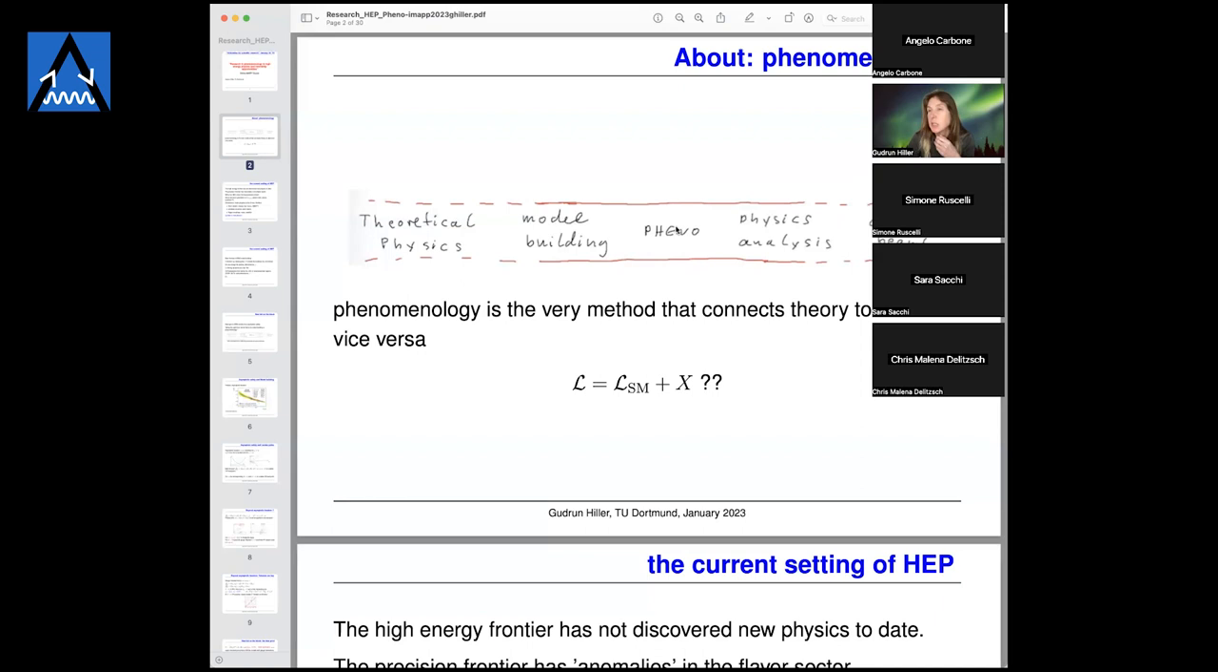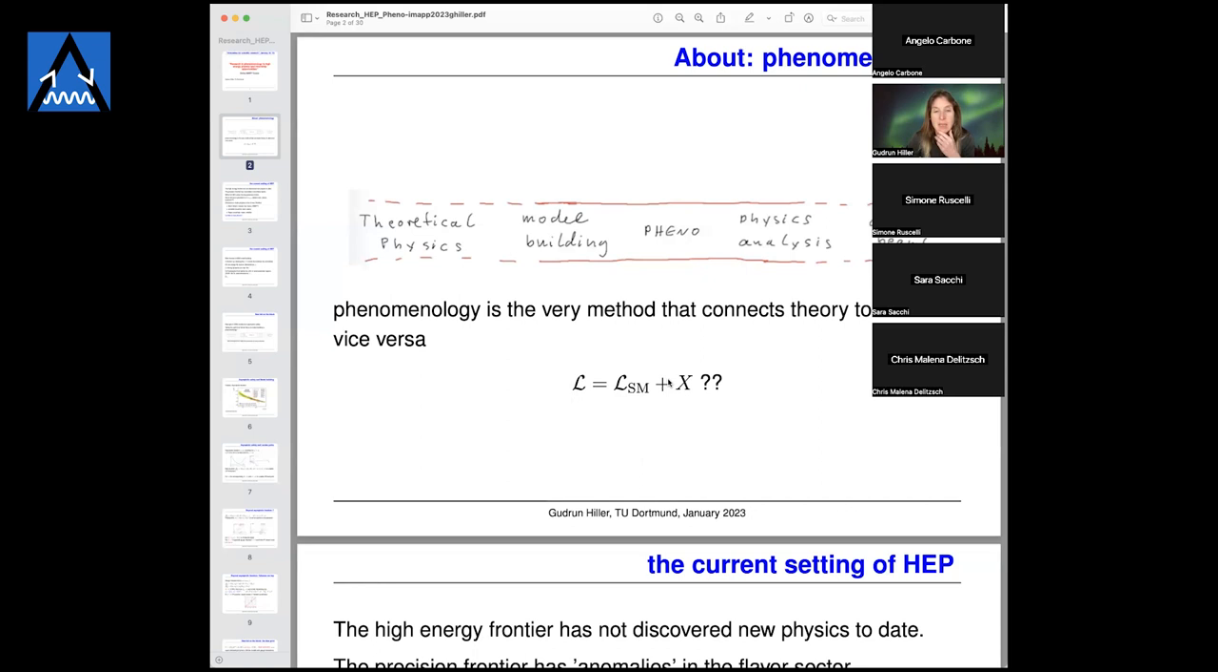So in phenomenology, you are doing fits, you are proposing observables, you are talking to your experimental friends, please do this analysis because then we can learn something about this model and the mass region and so on. So pheno really is in the middle between model building from the theory and physics analysis at LHCb or at ATLAS. It's the very method that connects theory to data and vice versa. You always need a measurement to compare to something, to have an interpretation, to make it useful. So just data is no good, but just models is also no good because you don't know which one is realized in nature. It's really a big handshake. So this is pheno. We want to find out what's beyond the Standard Model. That's this X here.